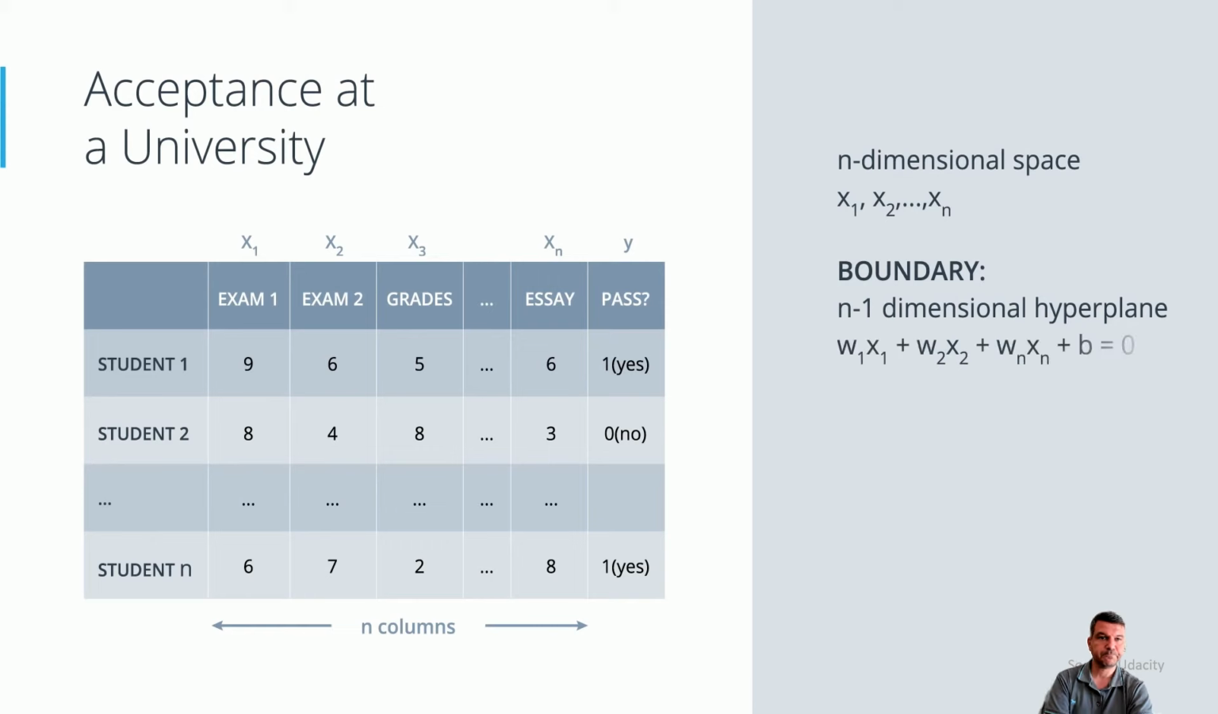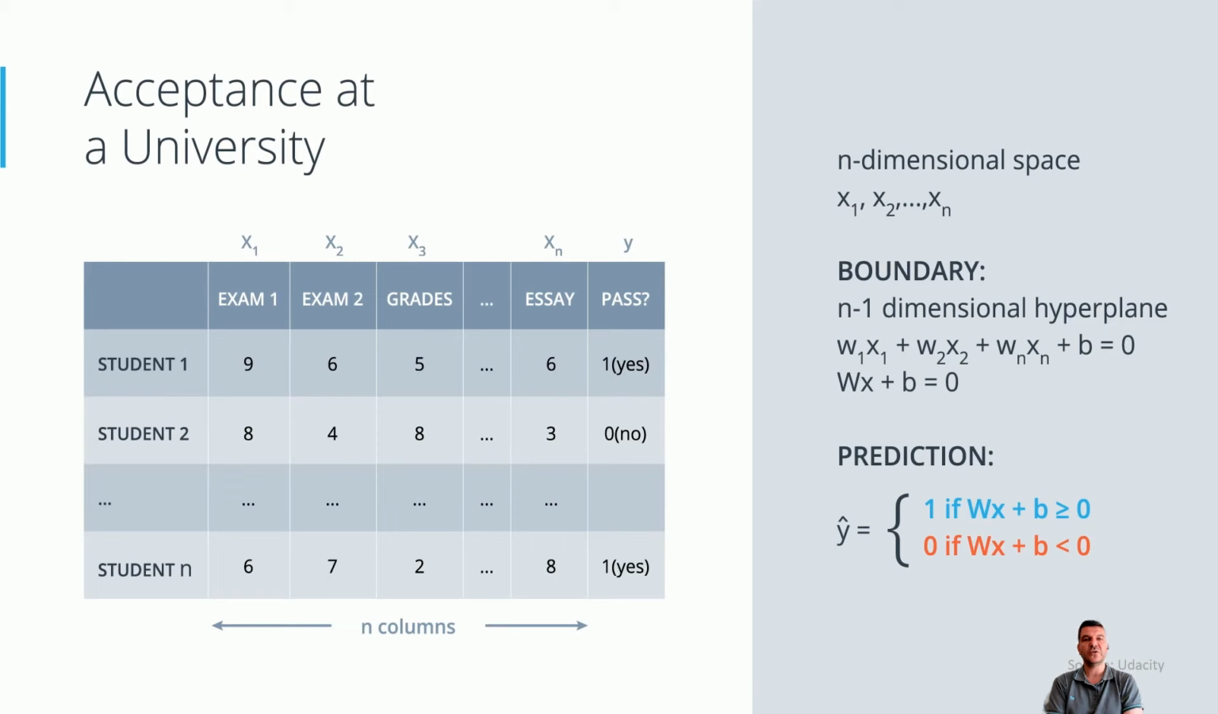So now this will still be written as w1x1 plus w2x2 plus w3x3 plus w4x4 all the way to wnxn. That's the only change. And again, this can still be shortwritten as wx plus b equals 0, and of course the prediction will remain the same. So nothing changed here, just more conditions to take into account.